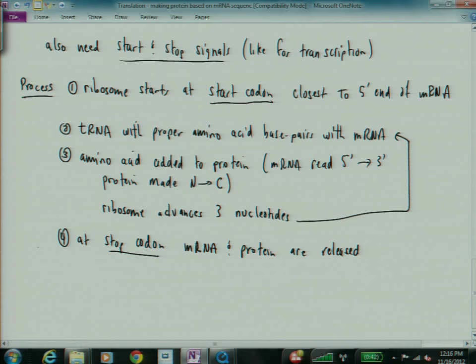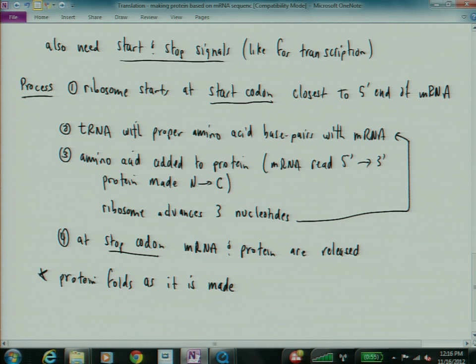And as a note, the protein folds as it is made. Okay. So I'll show you an animation in a second, but what I picture is, I don't know if you guys ever played with Play-Doh when you were a little kid, those sort of fuzzy pumper things, you know, you push the lever and the Play-Doh comes squeezing out. Well, that's kind of what happens. The ribosome squeezes the protein out.